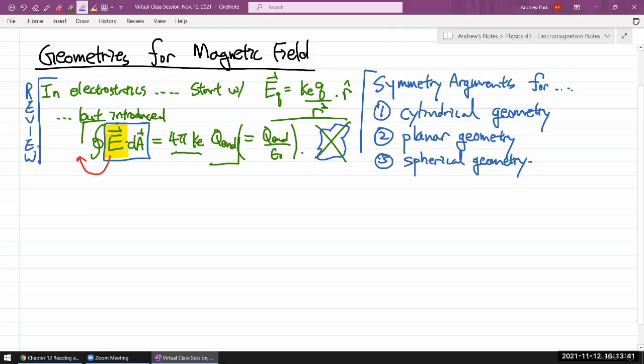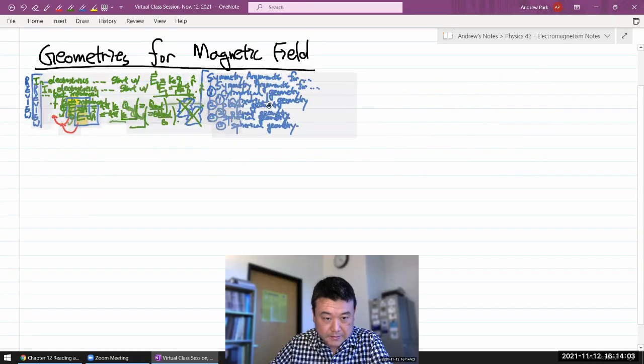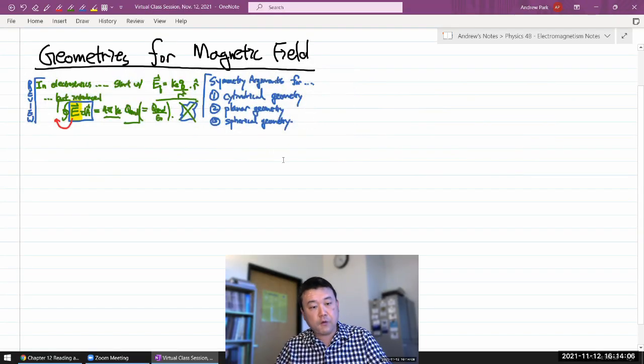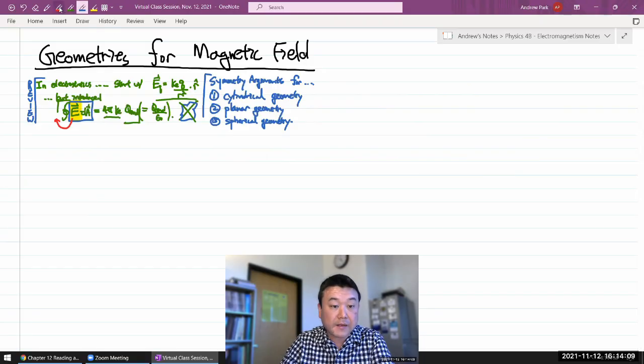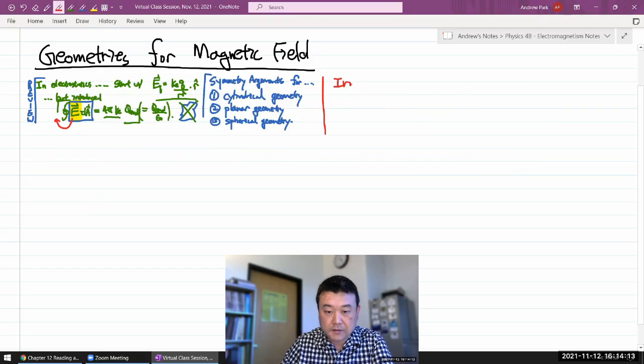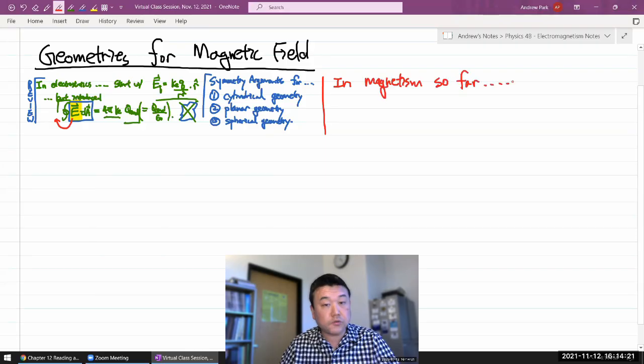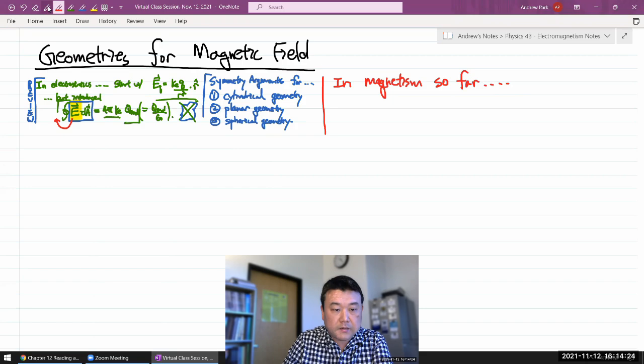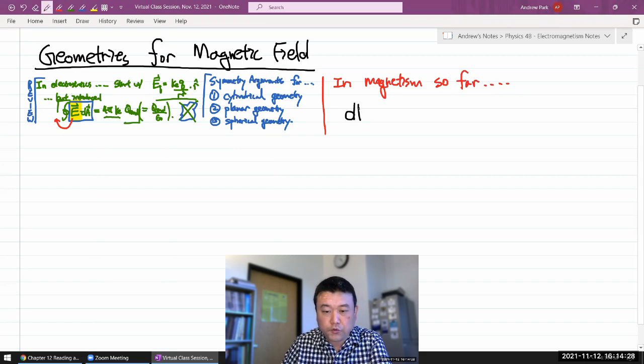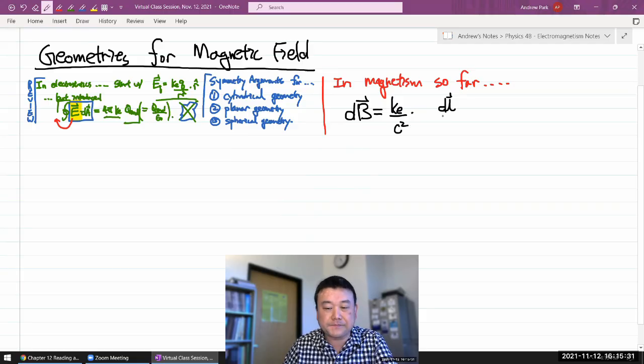And what I now want to say is that what we will do is a magnetism version of that. So this is what you did in electrostatics. Now what we'll do in magnetism, as a reminder of what we have done. So in magnetism so far, we have introduced Biot-Savart's law. We said that the small contribution to the magnetic field due to a small segment of current carrying wire is given by this relationship. Ke over c squared times the current is the source of magnetic field.